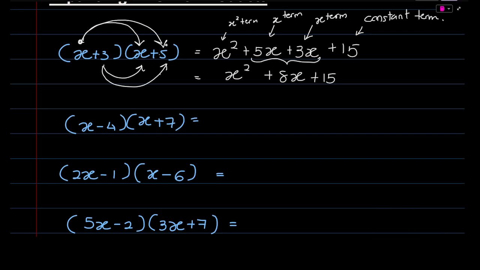Yeah, Joseph. You're done? Okay, what are the answers? X squared plus 3x minus 28. Yeah. Next one. 2x squared plus 11x plus 6.